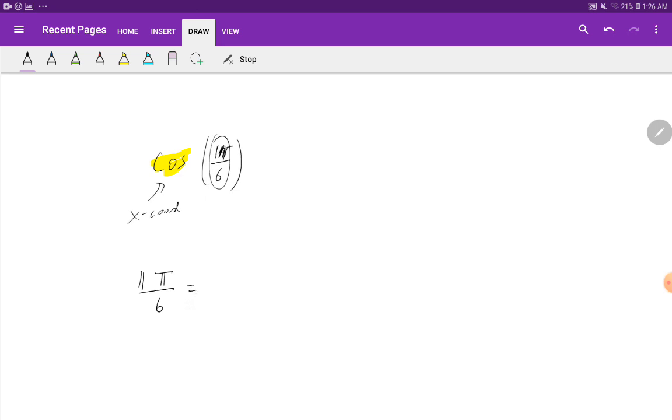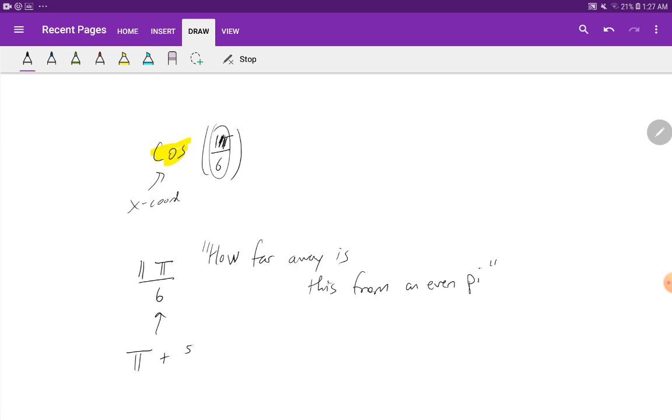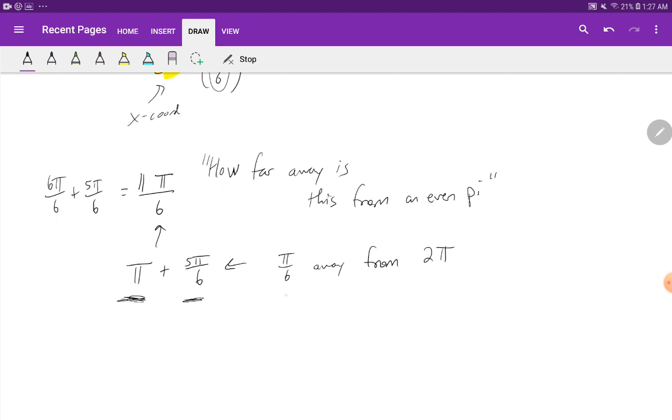I have to think how far away this is from a nice even pi number. Is this close to 1 pi? Is this close to 2 pi? Is this close to 3 pi? And so on and so forth. Well, if I break this up, 6 goes into 11 once, so this is going to be 1 full pi plus 5 pi over 6. This is because this is 6 pi over 6 plus 5 pi over 6, and 6 plus 5 is 11. Hopefully that was clear enough. So I have 1 full pi and then 5 pi over 6, which means I am pi over 6 away from 2 pi. All right, and if you've hung with me this far, what does that mean?